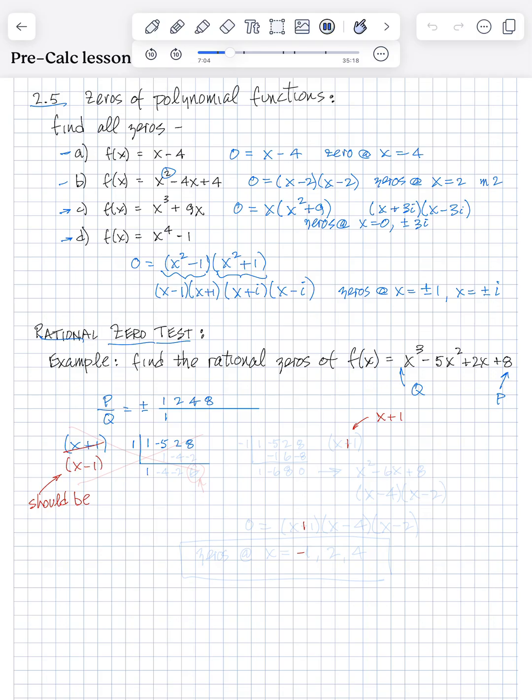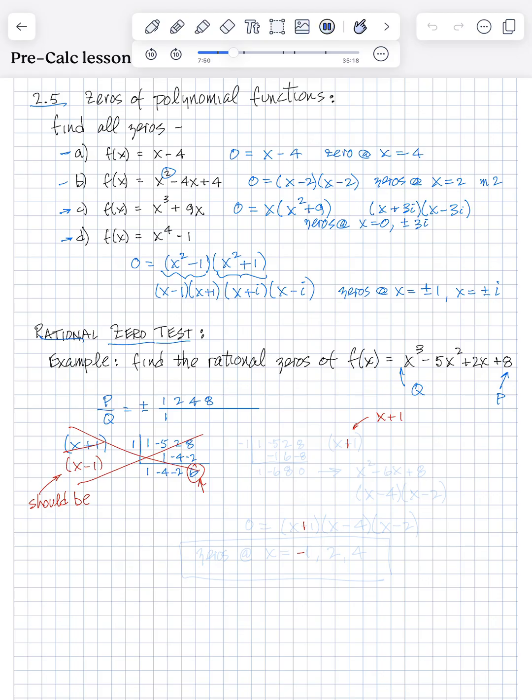Bring our 1 down. So 1 times 1 is 1. Minus 5 and 1 is a minus 4. 1 times minus 4 is minus 4. 2 and minus 4 is a minus 2. 1 times minus 2, and 8 and minus 2 is 6. And because we don't have a 0 here, we have a 6, that means that x minus 1 is not a factor. And so we can cross this off. There has to be a 0 right here for it to be a factor. So let's try it again.